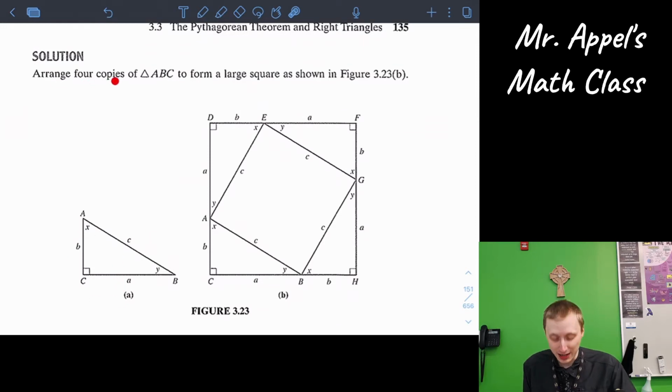Arrange 4 copies of triangle ABC to form a large square as shown in the figure. So we have literally traced over and duplicated and rotated so that each of the square angles of my triangle forms the square corner of a larger square. And of course we want to make sure that these two triangle legs are collinear and they line up perfectly.